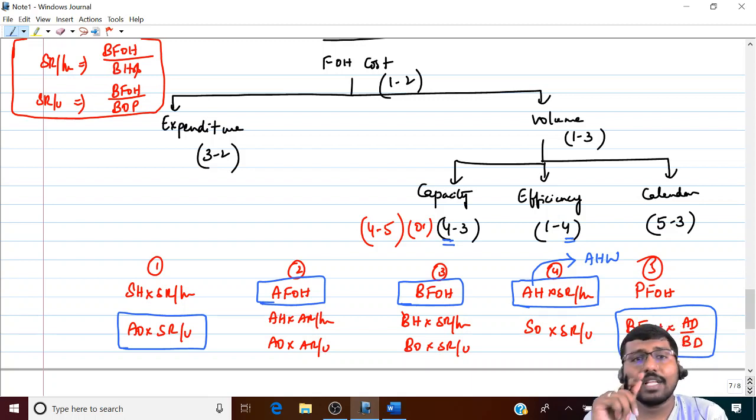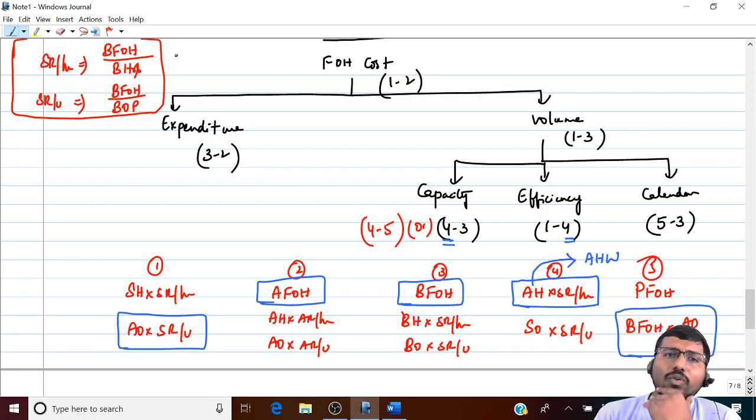First of all, we'll start with expenditure variance. Looking at this expenditure variance, it's quite easy to understand. What is 3? Budgeted fixed overheads. What is 2? Actual fixed overheads. So your expenditure variance is the difference between budgeted fixed overheads and actual fixed overheads. That is the difference in expenditure only. If your budgeted fixed overheads is, for example, 1 lakh, and your actual fixed overheads is 1,20,000, then that is the difference in your expenditure from what you thought initially. So it is expenditure variance, quite simple.